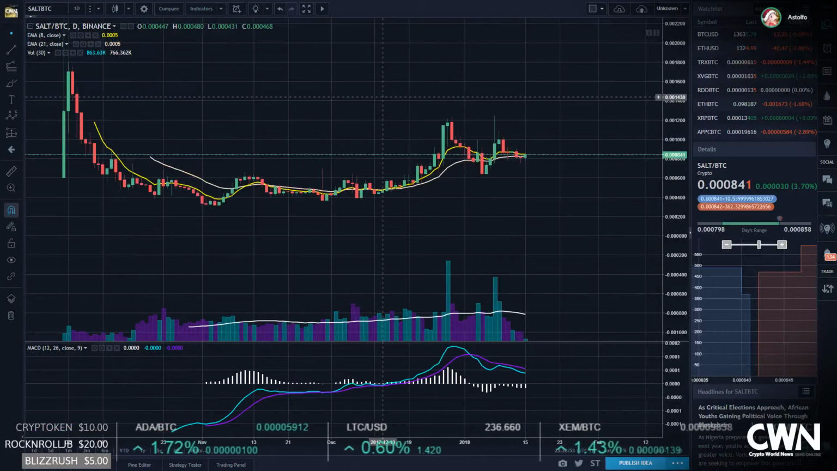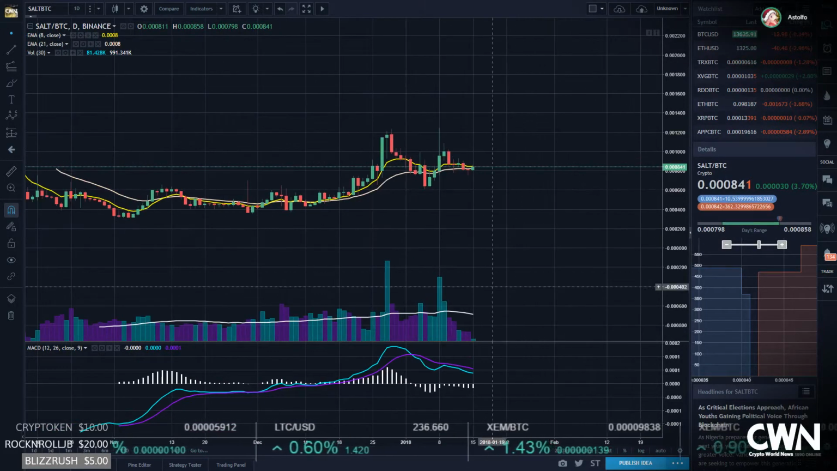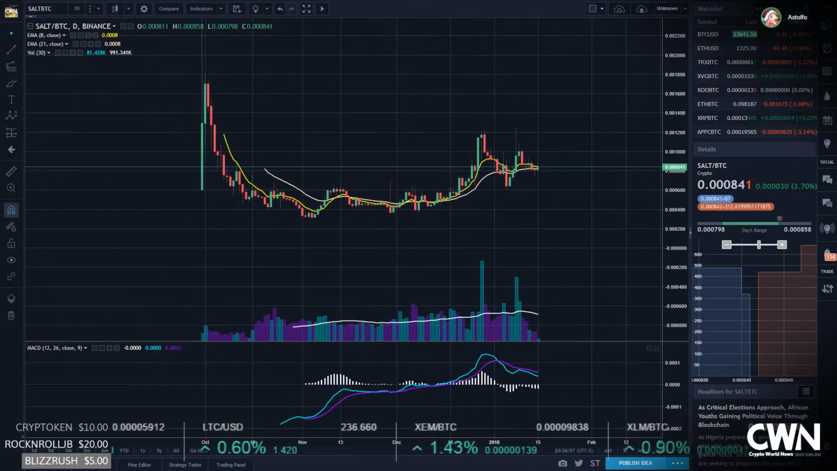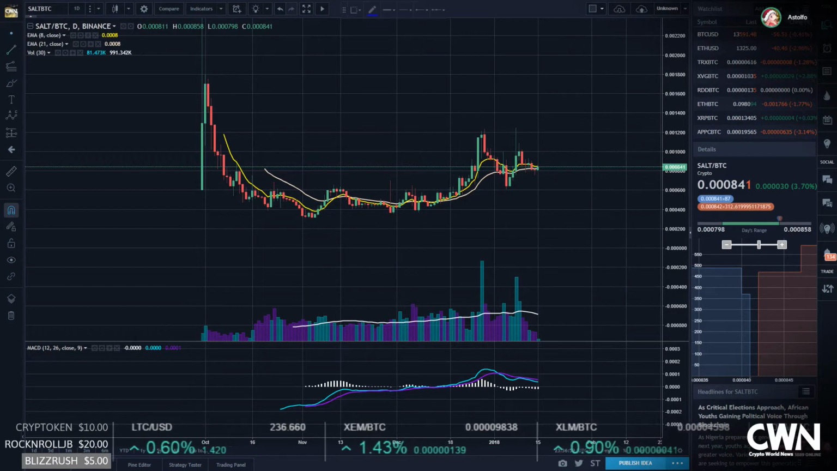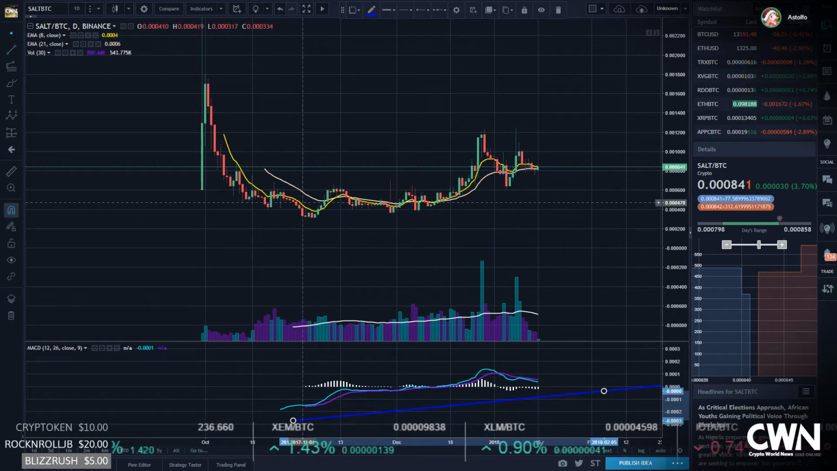This chart, I like this chart. It definitely looks like the beginning of a nice bull market. You can see the uptrending MACD here on the daily. That's good.